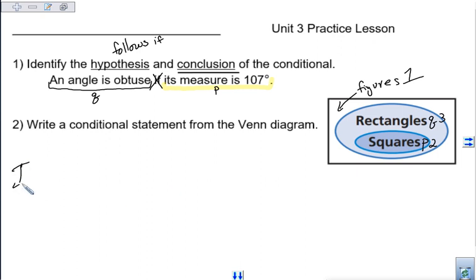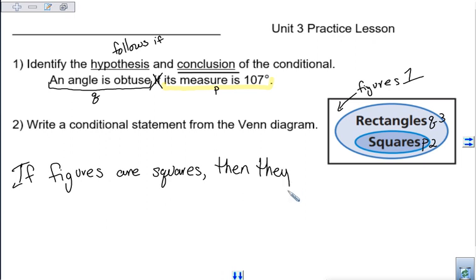So we'd have if figures are squares, then they are rectangles. So again, if figures are squares, then they are rectangles.